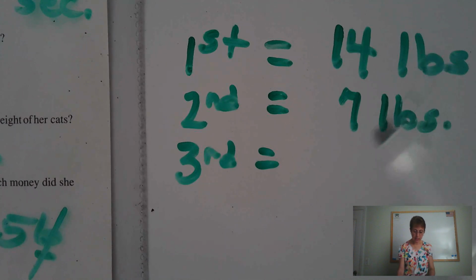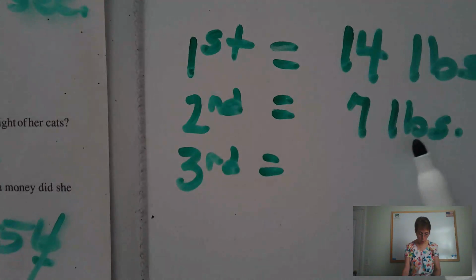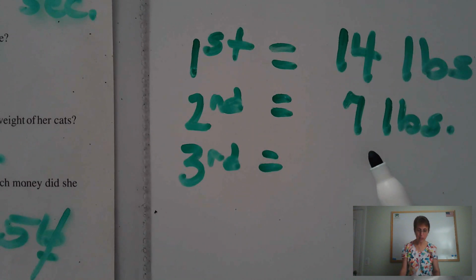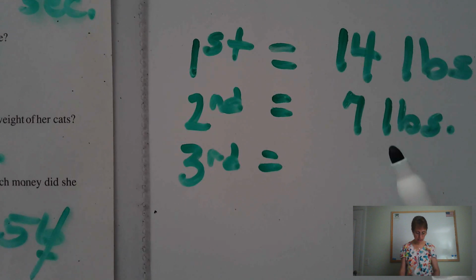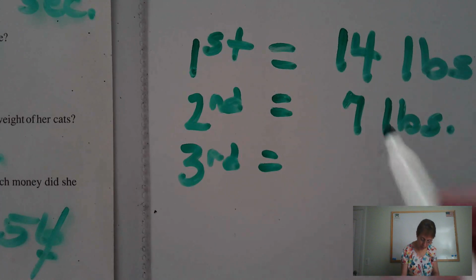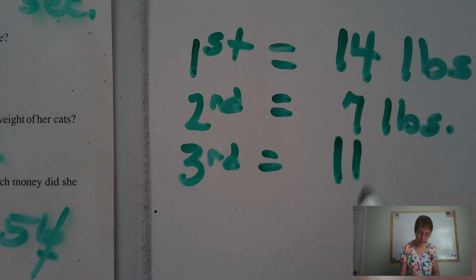And then it says the second box was 4 pounds less than the third. So the second box is 7 pounds, and 7 pounds is 4 pounds less than the third box. That means the third box weighs 4 more pounds than the second. So 7 plus 4 is 11.